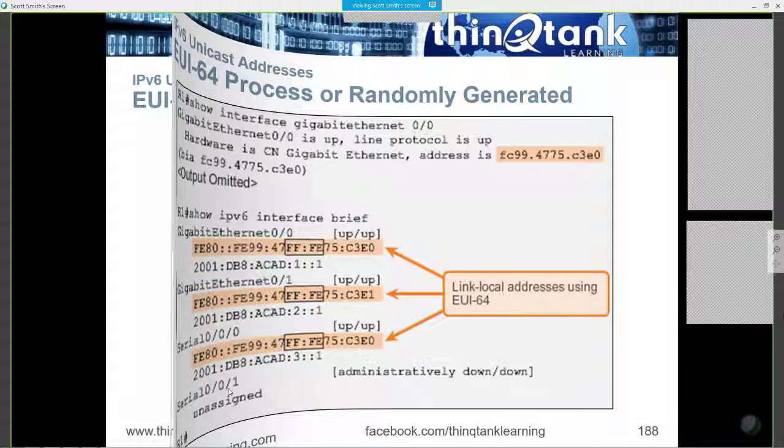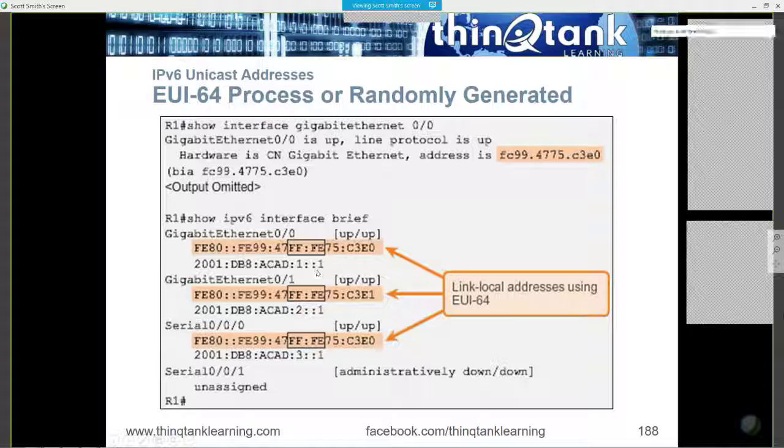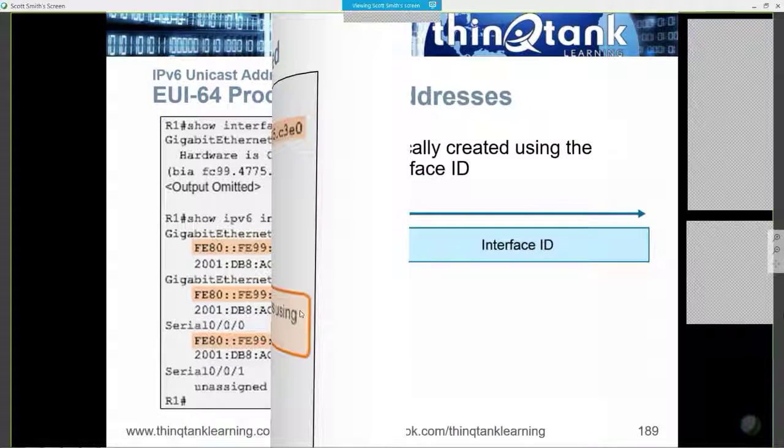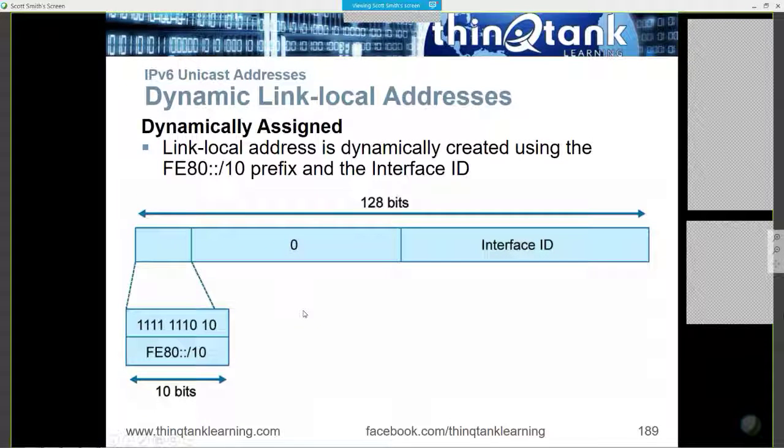All right, just another example of that link local process. Here's the MAC address. Here's the link local addresses. All right. Let's see. I think we're okay with that.